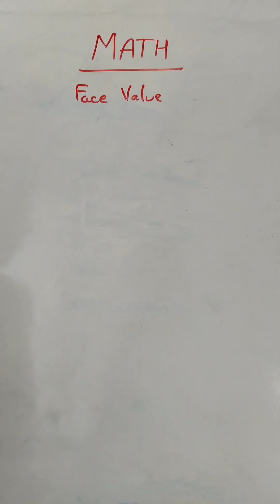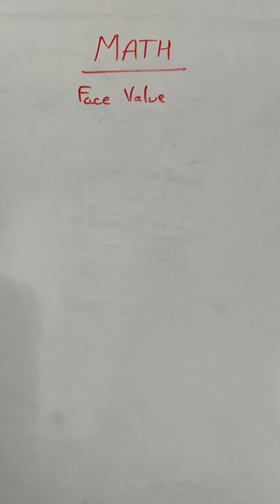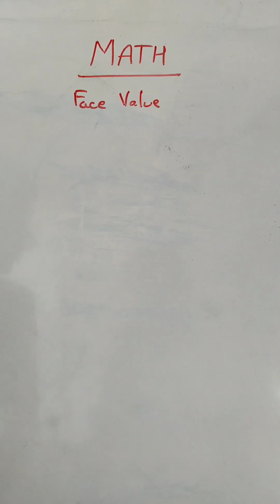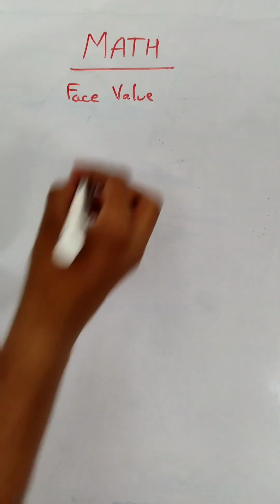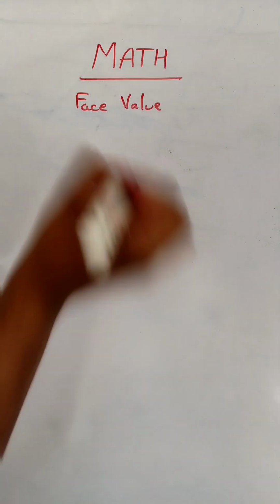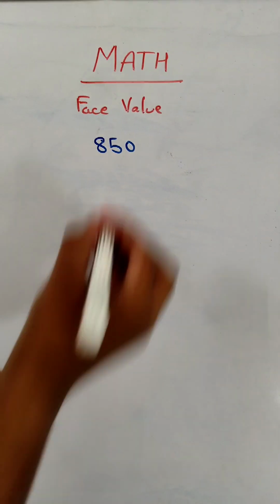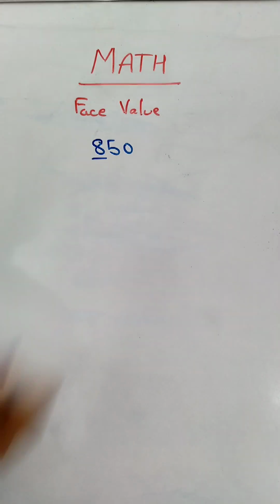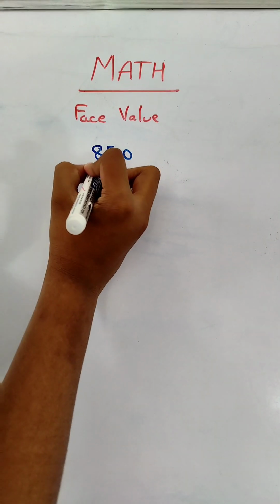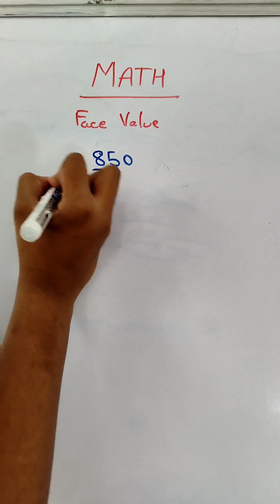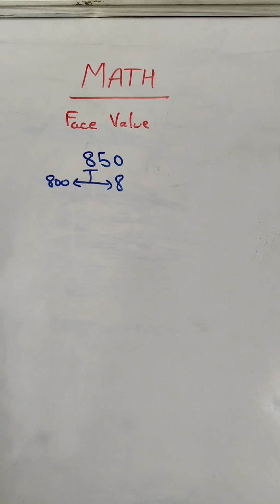Another topic that we will be taking up today is face value. It's a very simple topic, but it's completely different from place value. It might sound similar, but it's not. Let's take the same number as earlier, 850. Face value is nothing but the value of one digit. This is not the actual value as in place value. In place value, this digit would be equal to 800. But in face value, this digit is equal to 8 itself.